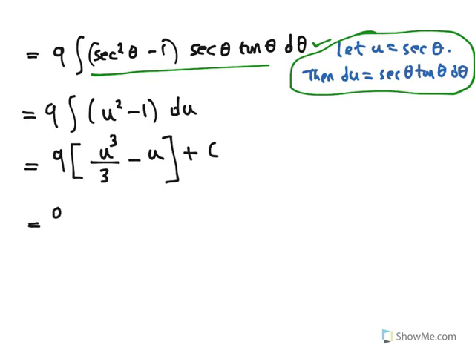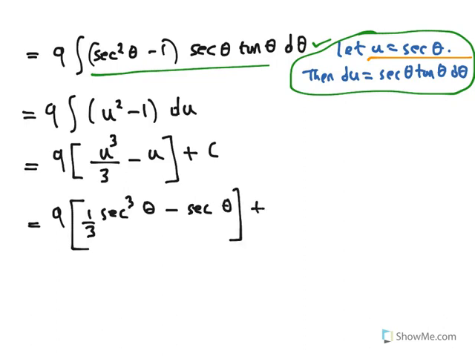It is a straightforward matter to go back to an antiderivative in terms of theta. Just use our u substitution here. So we're going to replace u with secant cubed theta over 3, or 1/3 times secant cubed theta, minus u, minus secant theta, plus c.